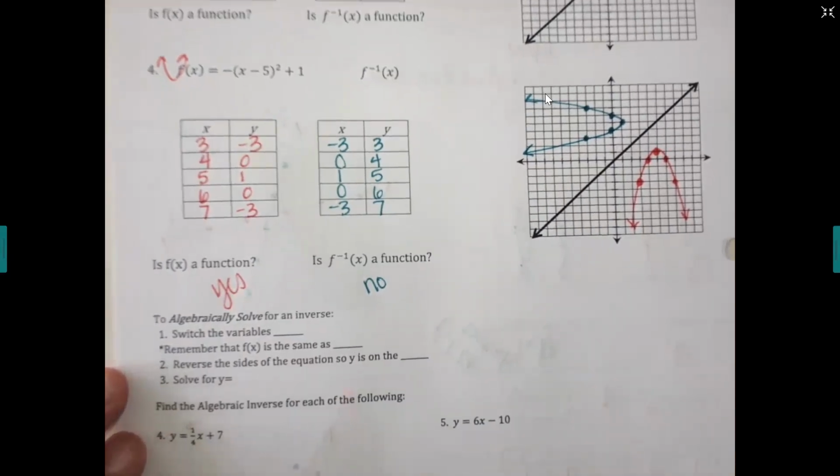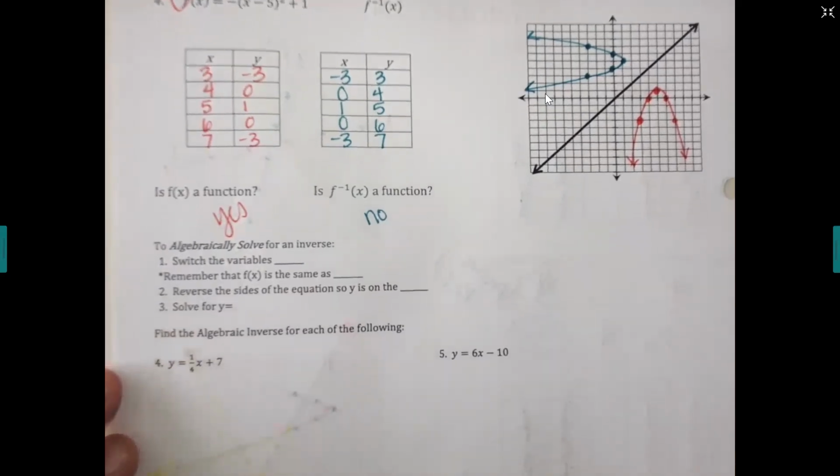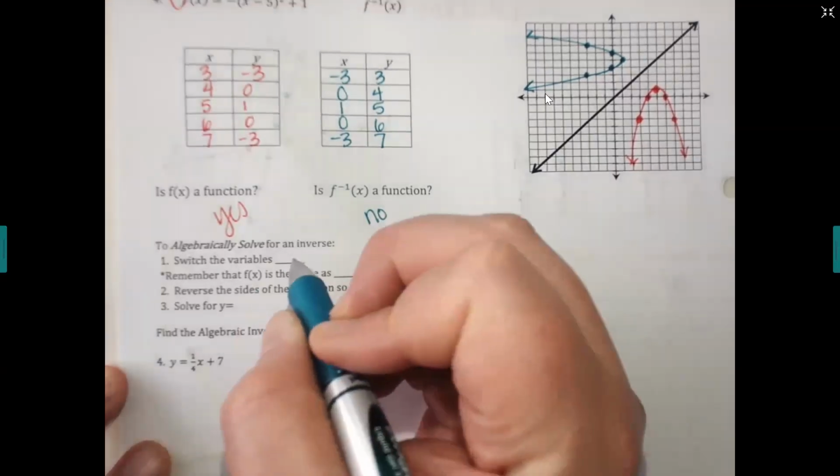Okay, so take a look at the next section. You can also find the equation for the inverse. And you did this in algebra 2. You might have forgotten. Okay, but all that you're gonna do is switch the x and the y.